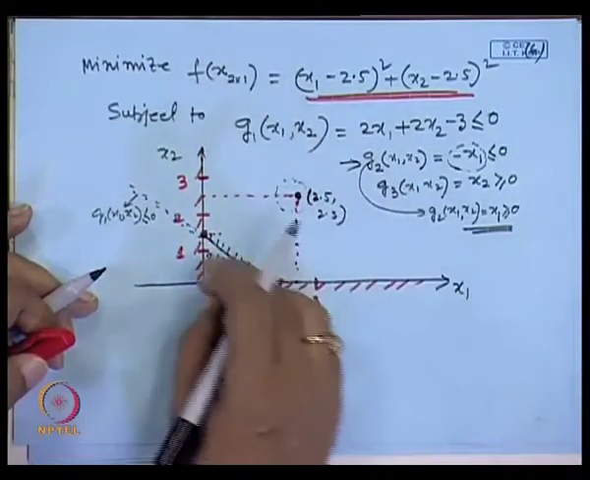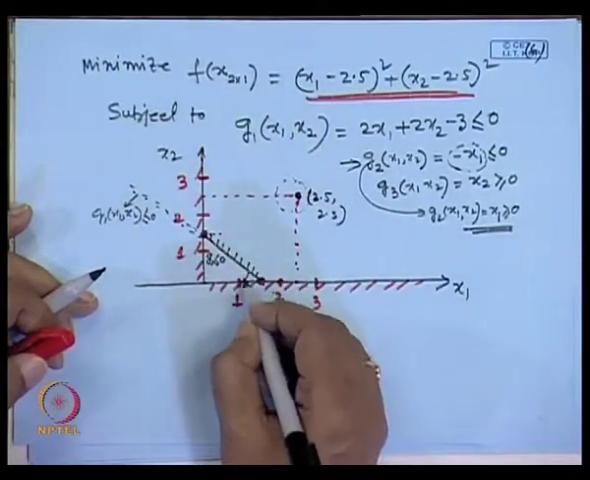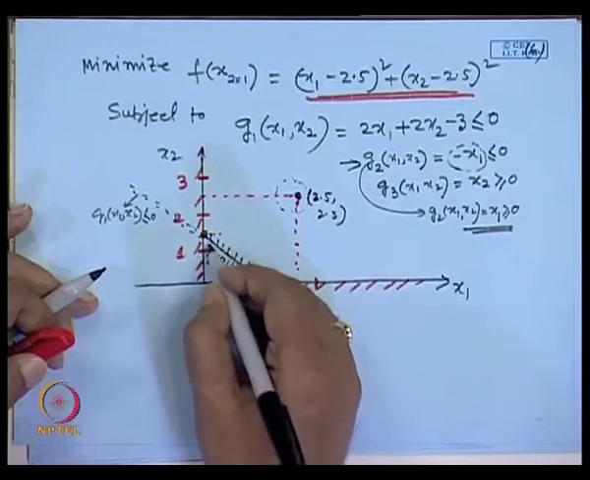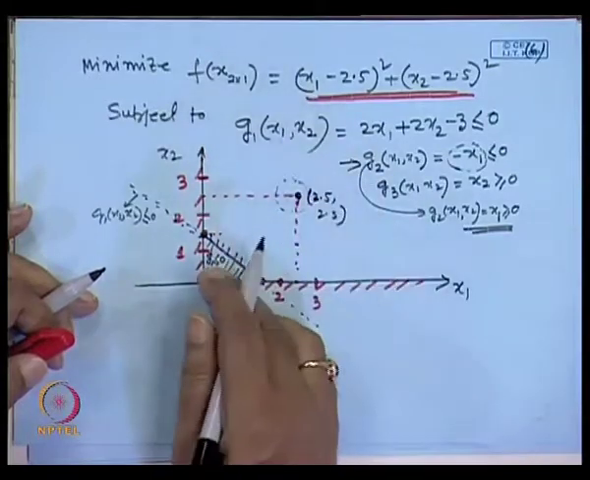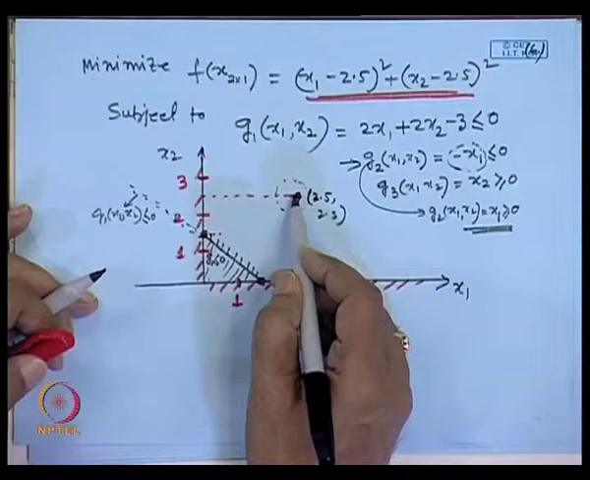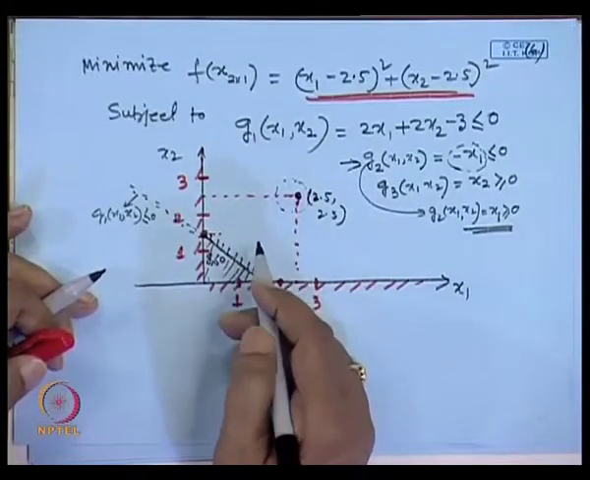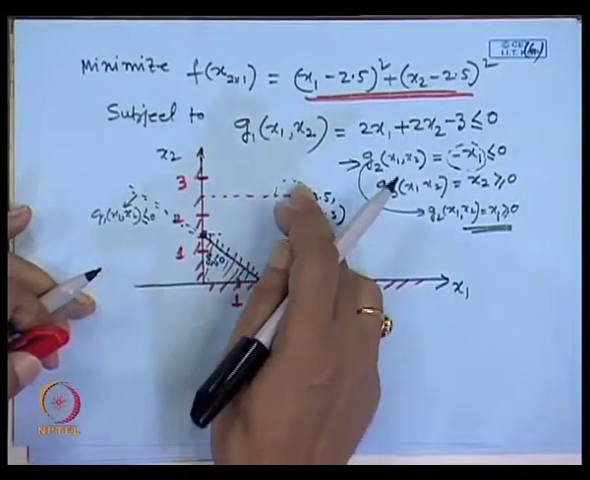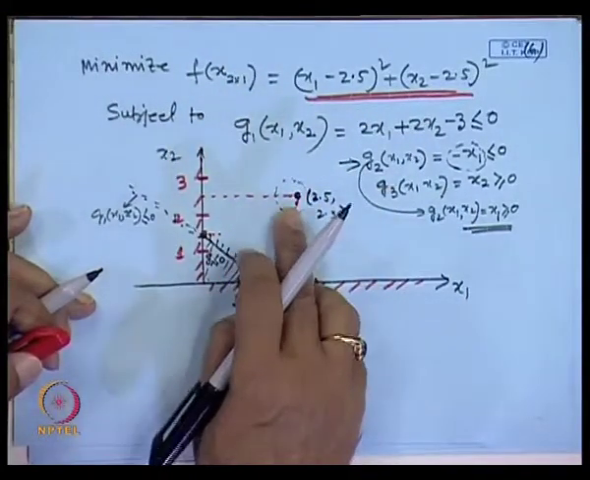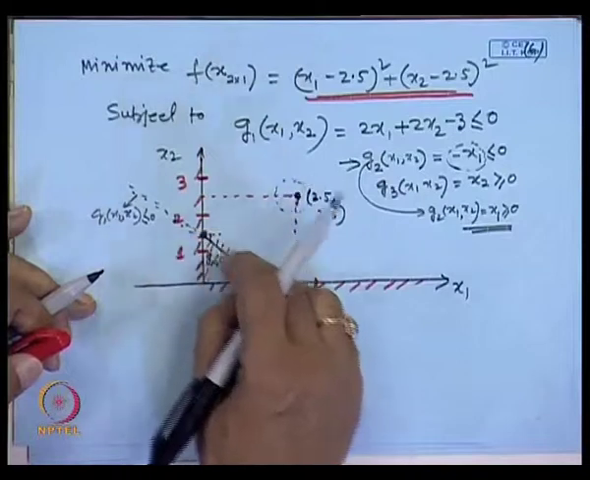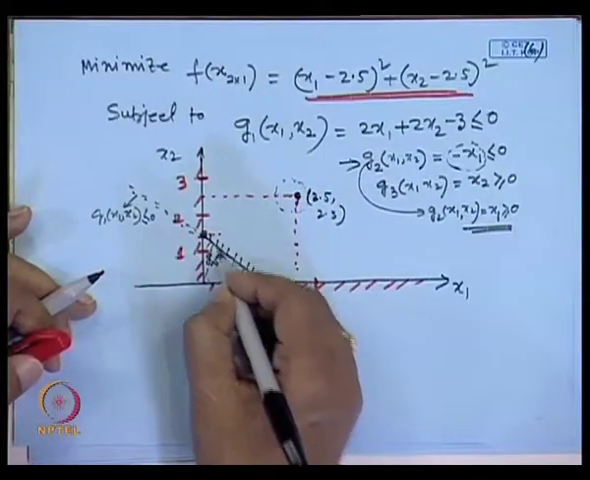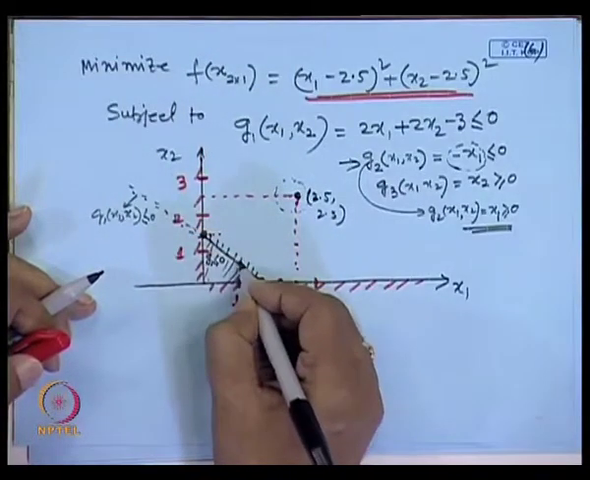These three constraints combined, we have shown this is our space where our x 1 and x 2 must lie. Now, if you go on increasing, our minimum value of the function, from the geometrical point of view one can say, lies on the straight line.